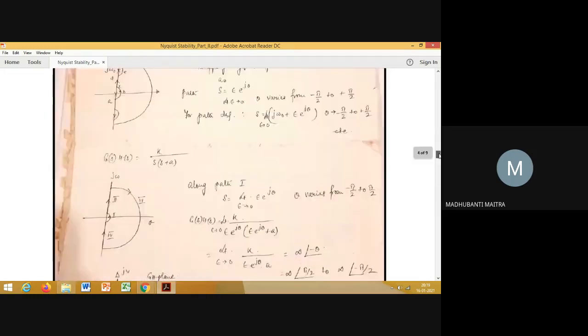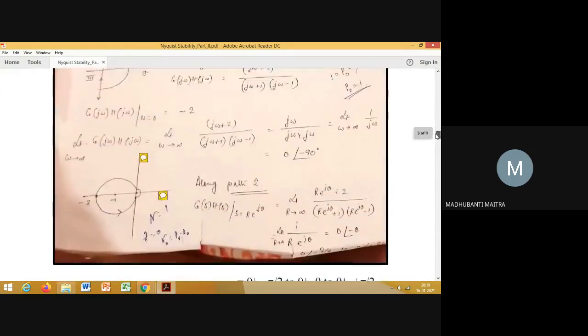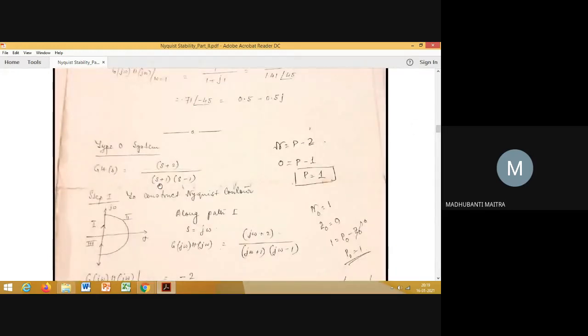And when will it be required? If the open loop transfer function is not given in this factored form, then we'll have to do what we have done over here. So then we'll have to apply the Nyquist stability criterion twice. We'll have to find out the encirclement about the origin and we'll get some information from that. This N0 represents the encirclement of the origin.